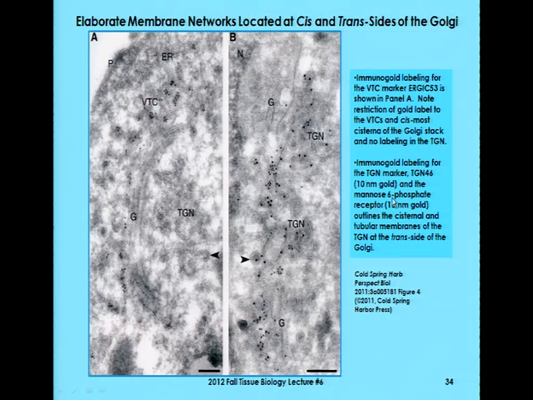Also for a mannose-6-phosphate receptor. And in this study, these smaller dots that we see here are labeling for the trans-Golgi network protein TGN46, and the larger gold dots that we see here are localizing the mannose-6-phosphate receptor. So once again, it's important to know that at the cis and trans sides of the Golgi, there are distinct membrane networks. The VTC network associated with the cis side of the Golgi, and the trans-Golgi network, which is associated with the trans side of the Golgi.